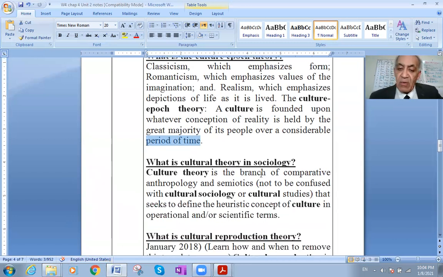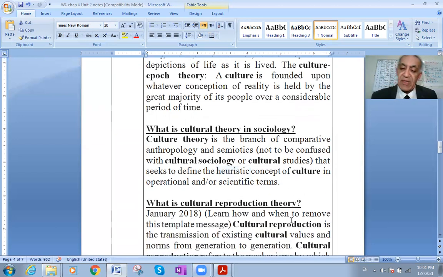Okay. Now, what is culture theory in sociology? Culture theory is a branch of comparative anthropology and semiotics, not to be confused with cultural sociology or cultural studies, that seeks to define heuristic concepts of culture in operational and scientific terms. So it is looking for the heuristic concept of culture. Okay.